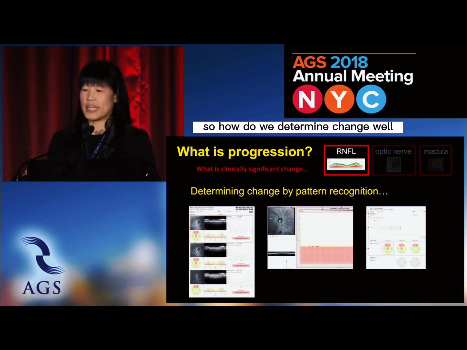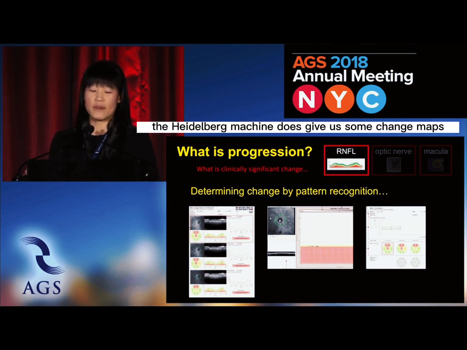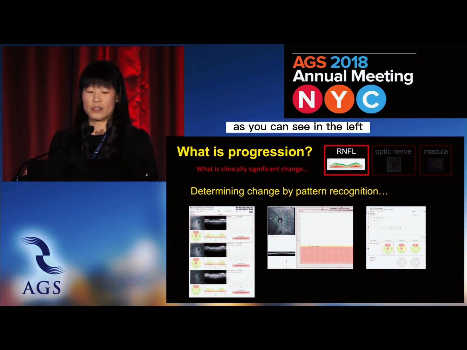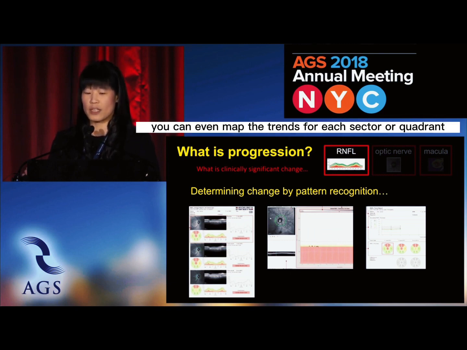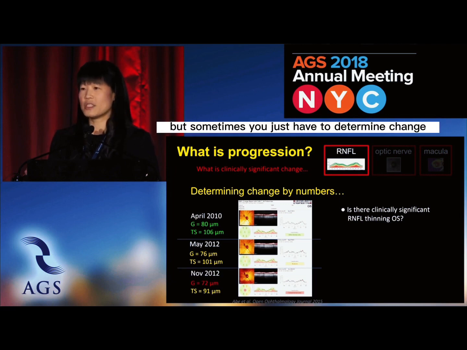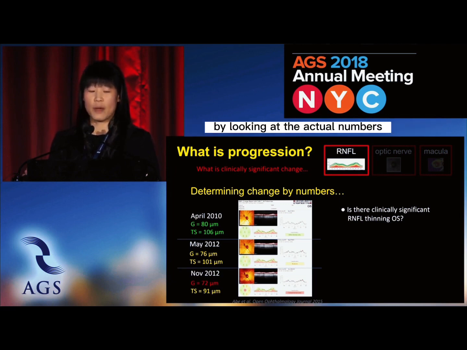So how do we determine change? Well, the Heidelberg machine does give us some change maps, as you can see on the left, and in the middle you can map global RNFL thickness, and on the right you can even map the trends for each sector or quadrant. But sometimes you just have to determine change by looking at the actual numbers.